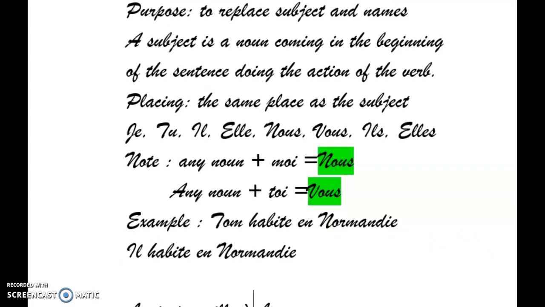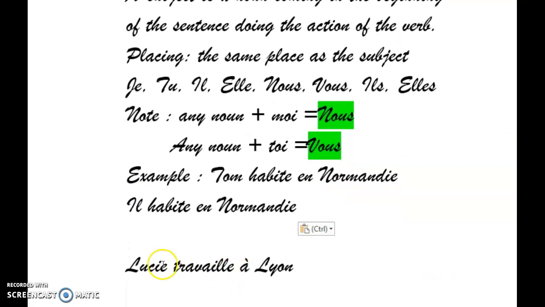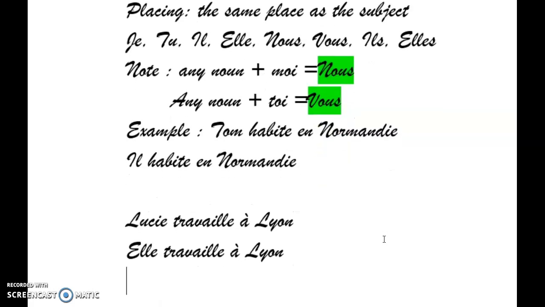Okay. Now, I want you to try to do the next one. Lucie travaillait à Lyon. Can you tell me what the subject is in the sentence? That is correct. Lucie is the subject in the sentence. So, how will we do this? In place of Lucie, we will write elle, and we will write the rest of the sentence. So, that's how you use the pronom sujet.